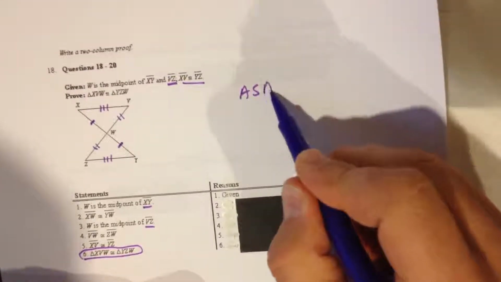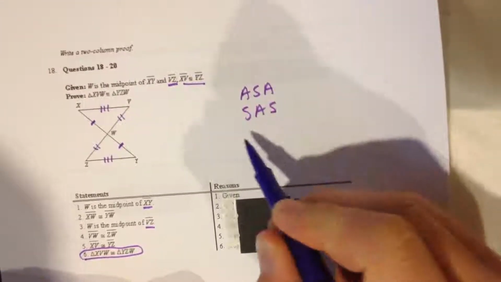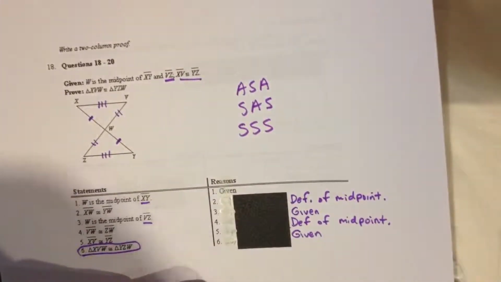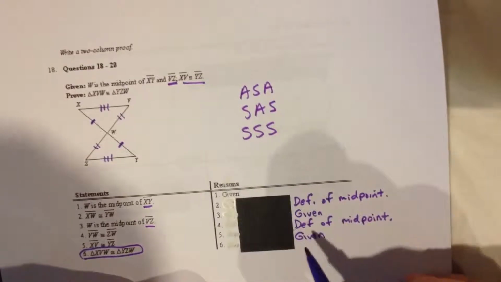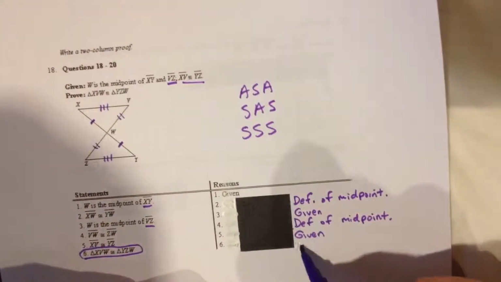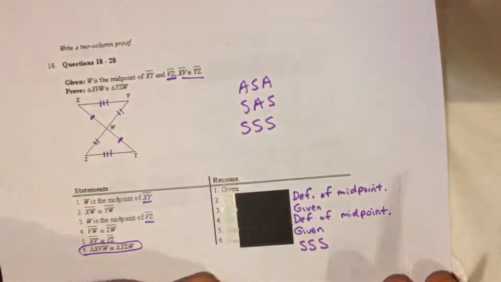Well, remember we had the different ones. We had angle, side, angle, side, and side, side, side. Remember, angle, angle, angle does not work, and there's a couple other ones that don't work. But number 6, since we have 3 sides that are congruent, this is congruent because side, side, side.